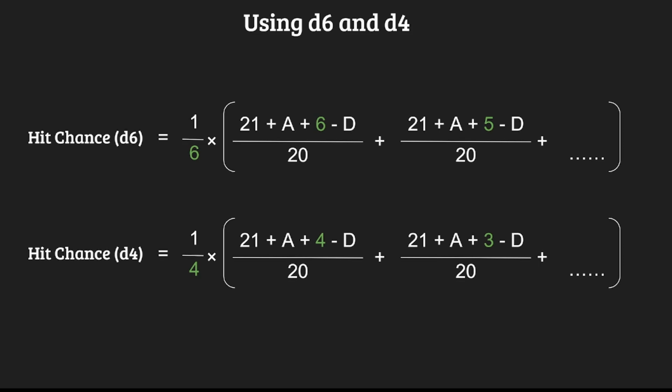And then on top of that, I'm going to add the +6, +5, +4, right? Instead of counting down from 8, I'm counting down from 6. And then for the D4, same kind of change, right? It's 1/4 because there's 4 sides on the D4. And then instead of adding +8, +7, and so on, I'm going to add +4, +3, +2, +1, right? And that covers all the rolls on the D4.